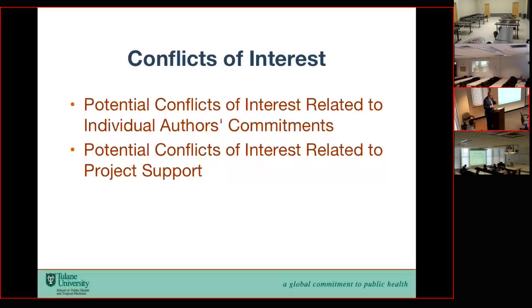Or if you're in the same situation, it doesn't mean you cannot do it, but you have to do the paperwork and make sure it's not boxing you in terms of your research.